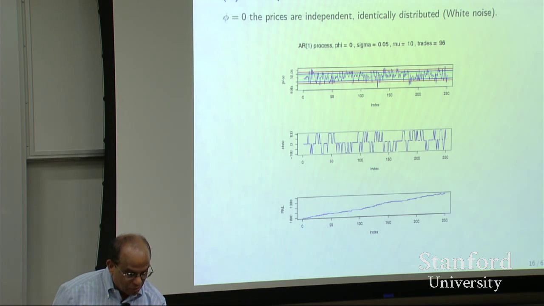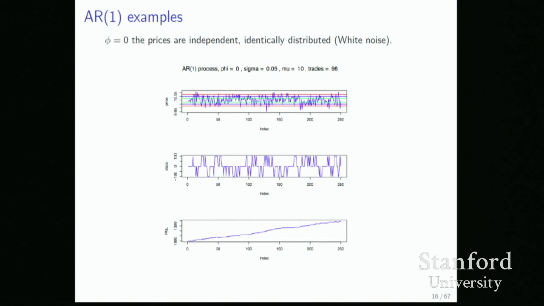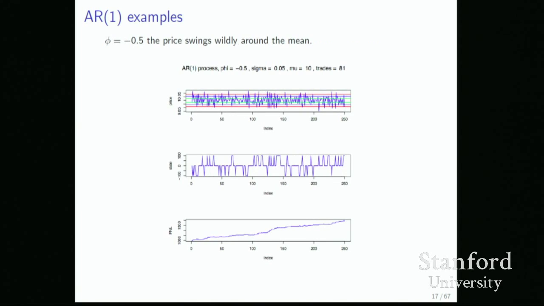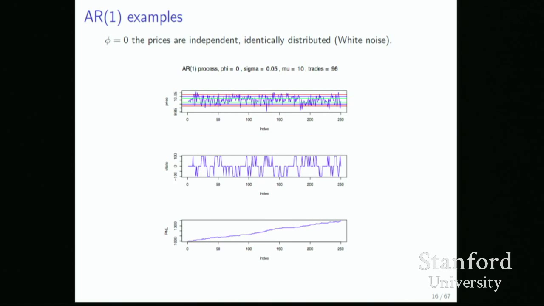This is pi equal to 0. The number of trades is 0.96. This pi of minus 0.5, I just put in there. It doesn't really happen in practice. The key thing I want you to keep in mind is the other three situations. Pi equal to 0 gives 0.96 trades.